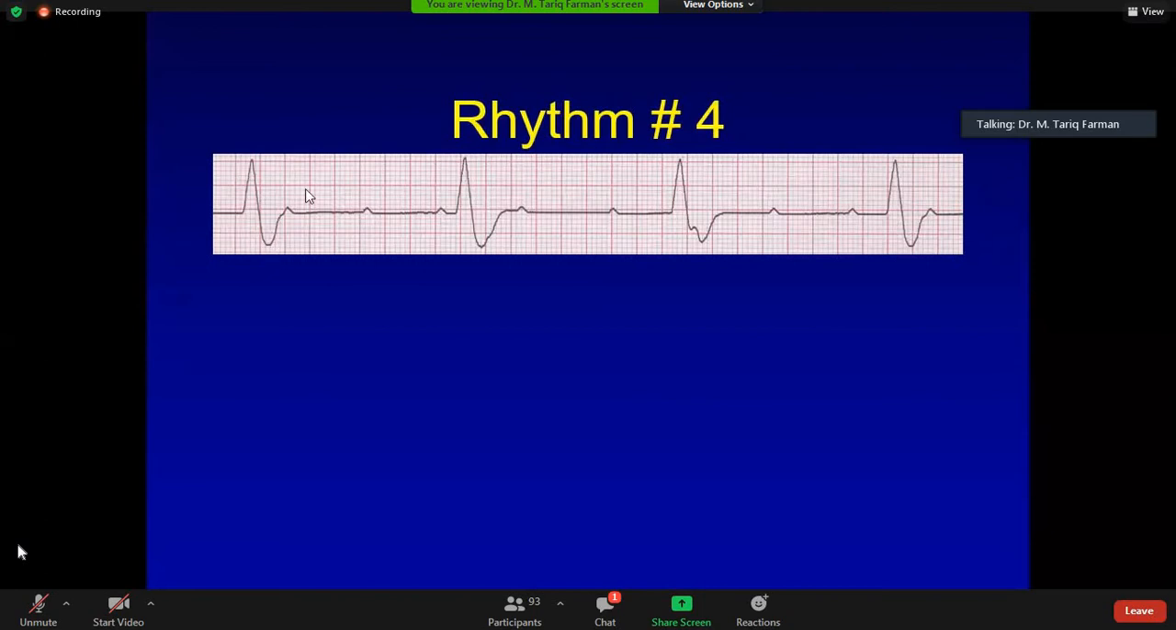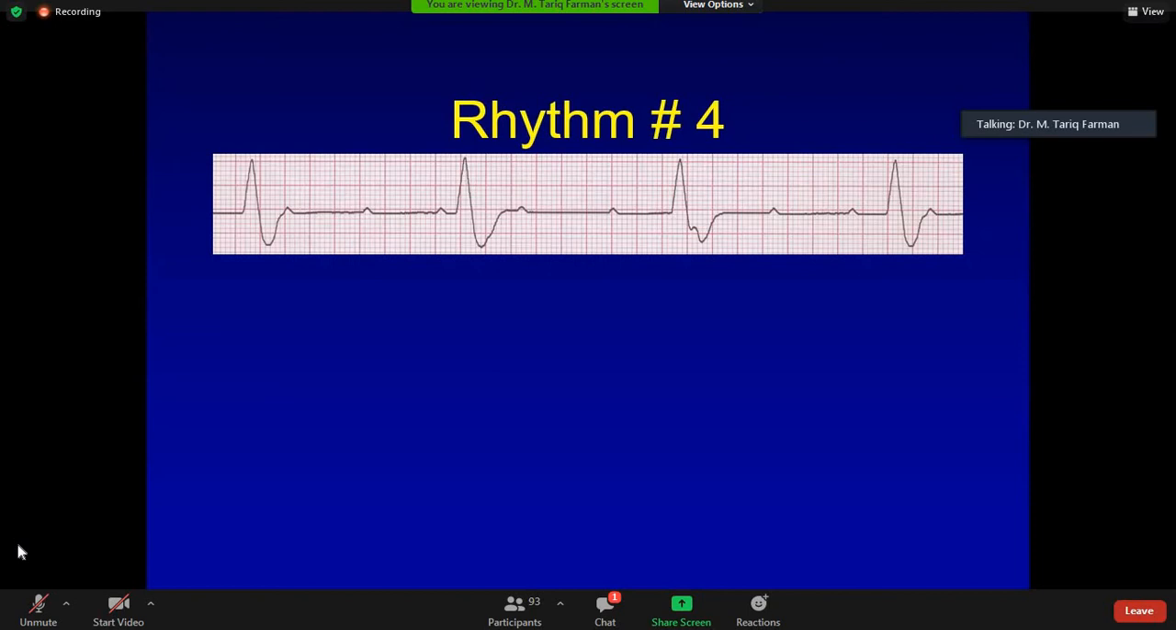And the QRS complex is broad. And what is the rate? 300, 150, 100, 75, 60, 50, 40. So it's less than 40. So less than 40 heart rate, QRS is obviously abnormal, it's broad, and the PR interval is not fixed, it's variable.